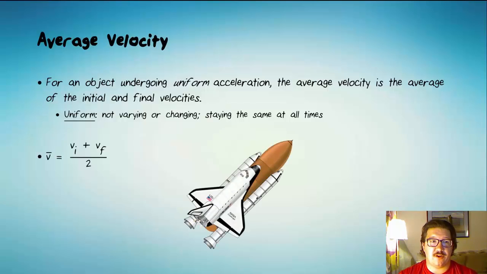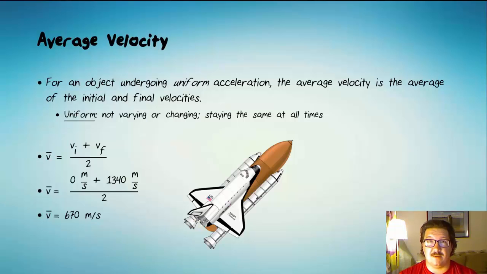So for the example of the space shuttle, we can write the equation v bar equals (vi plus vf) over 2, literally the average of two numbers, just like you average a test. And note, this equation is not on your reference table, but it is a valid equation and very helpful at times. We can plug in our numbers, 0 meters per second to begin with, and 1,340 meters per second at the end, divided by 2. We can find that the average velocity of the shuttle was 670 meters per second. It's as simple as that.